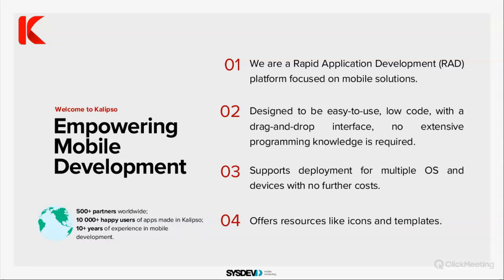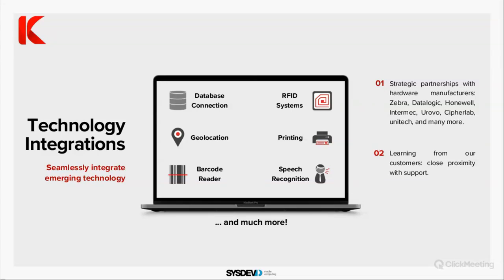With Kalipso, you don't need extensive coding knowledge. It's a low-code platform with a drag and drop interface, and it makes mobile development very simple. You can deploy to multiple operating systems without extra costs, and we provide built-in icons, templates, and resources for streamlined development. As a lot of you already know, we seamlessly integrate with different technologies like database connection, geolocation, barcode reading, RFID systems, printing, speech recognition, and much more.